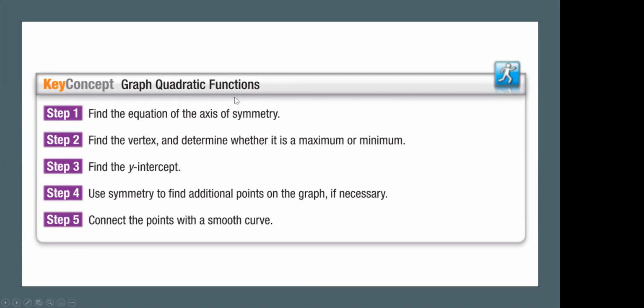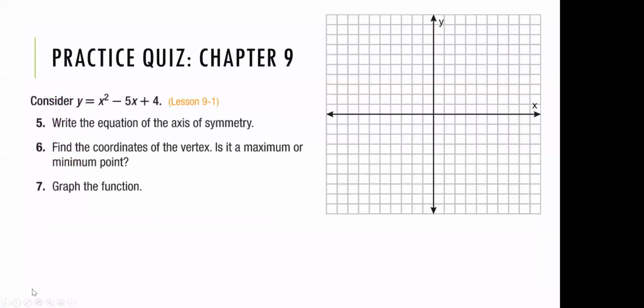So the way we graph quadratic functions is first that we need to find the equation of the axis of symmetry. We then find the vertex to determine whether it's maximum or minimum value. Then we can find the y-intercept, and we can use symmetry to find additional points on the graph if necessary, and then connect the points with a smooth curve. All right, so let's try that.